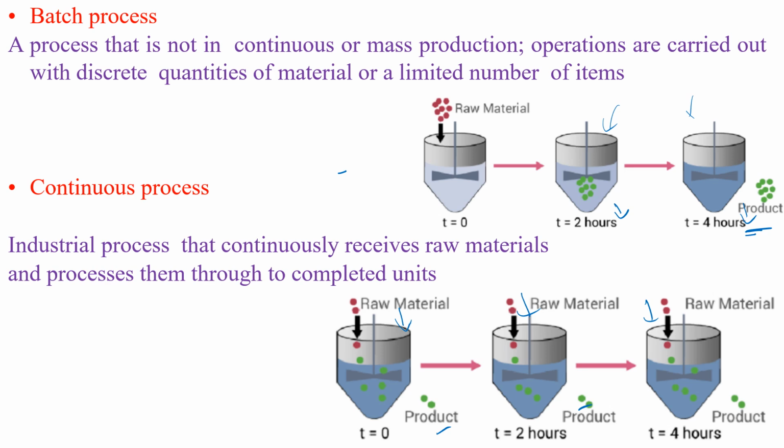So when you compare these two, since the raw material is not continuously fed, this is called a batch process, but here the raw material is continuously fed, so this is called a continuous process. A batch process is not continuous or mass production, operations are carried out with discrete quantities. So only a little quantity, and with that we can get the product, or a limited number of items. Whereas in a continuous process, we continuously receive the raw materials and process them to the completed unit. So this is the difference between batch and continuous process.